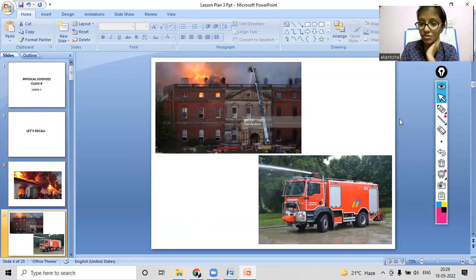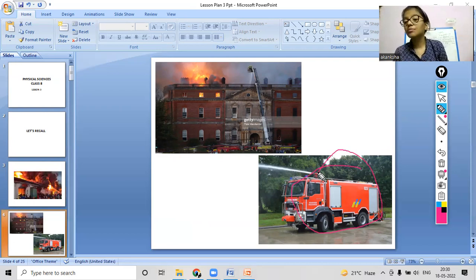Some of you are saying that we call a fire brigade. Yes, very good. And what else? Yes, we inform the authorities. We inform the older people of our houses so that they can help if it is possible. The main thing that we do is we call the fire brigades. And what function do these fire brigades play? What do they do to stop the fire?